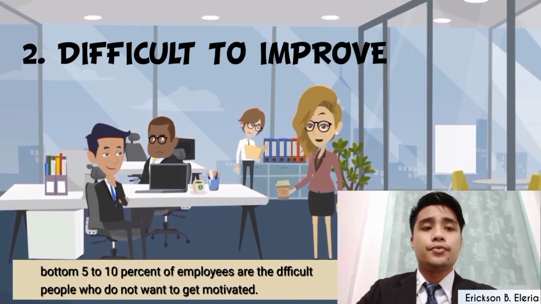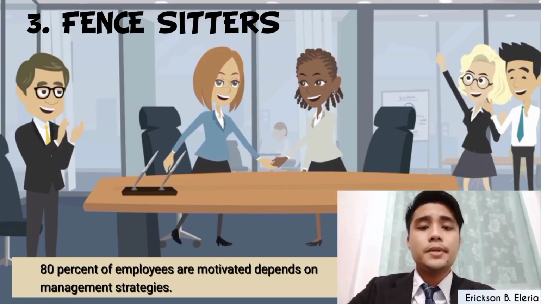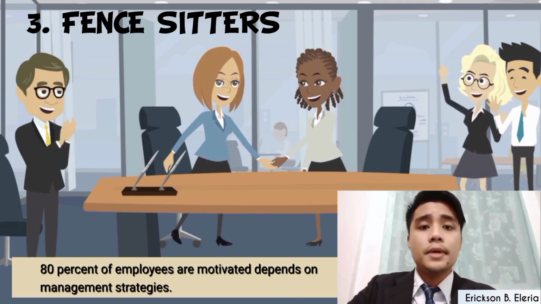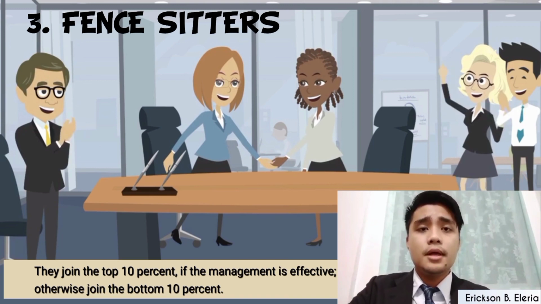Second, difficult to improve. The bottom 5 to 10% of employees are the difficult people who do not want to get motivated. And lastly, the fence-sitters, with 80% of employees, are motivated depending on the management strategies. They join the top 10% if the management is effective, otherwise they join the bottom 10%.